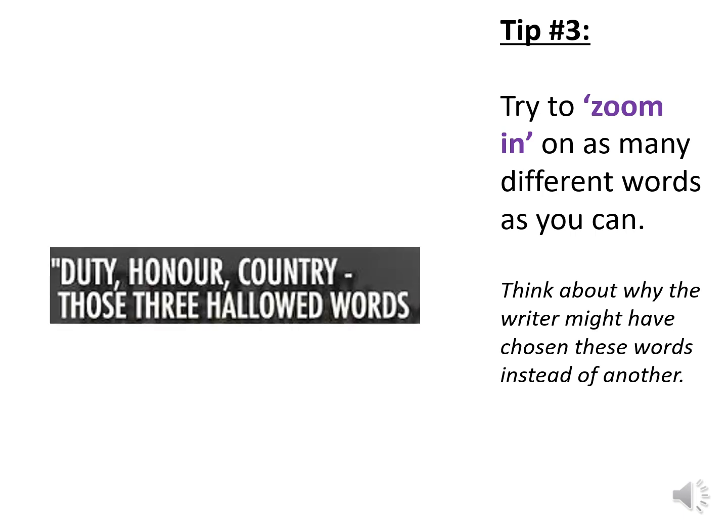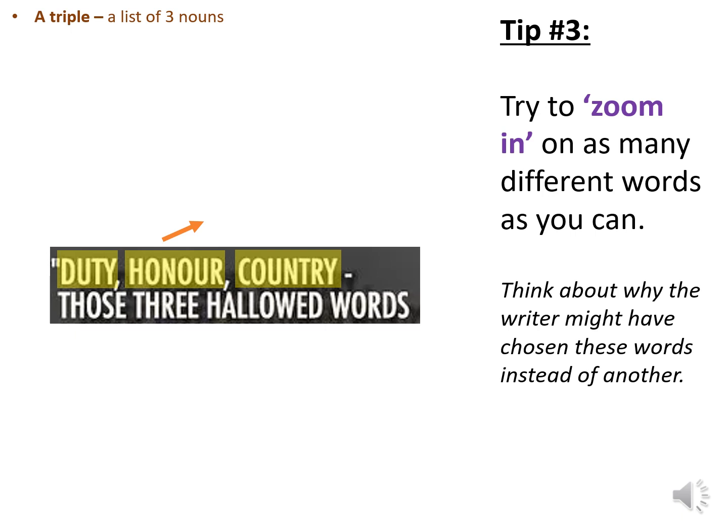So let's have a look again at that first quote that I picked out, the first juicy quote. Duty, honour, country. Those three hallowed words. What are some of the things that I could zoom in on in this quote? Well, the first thing, of course, is that triple. We've got three words there that have been really carefully chosen: duty, honour, and country. So what could I say about those? Well, obviously it's a triple. It's a list of three nouns.